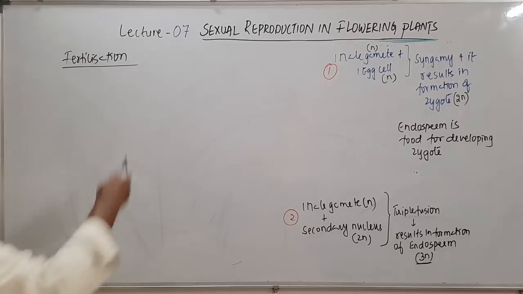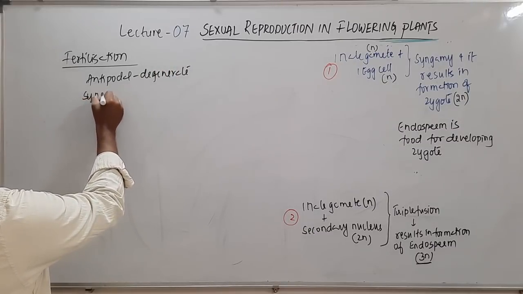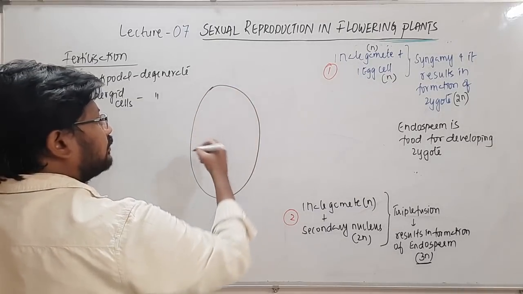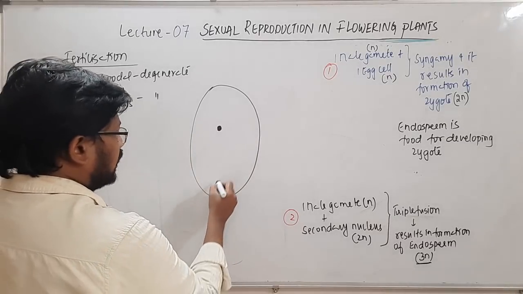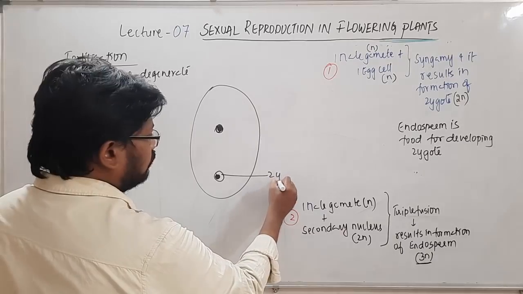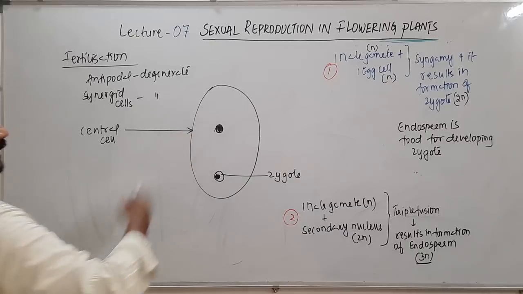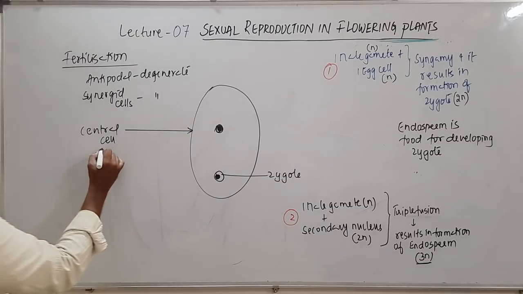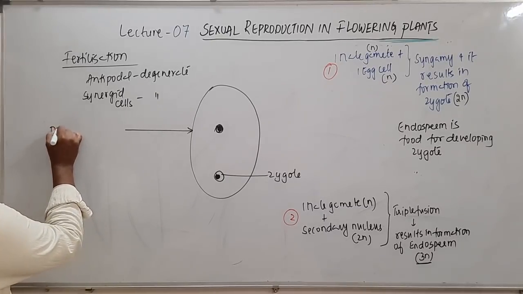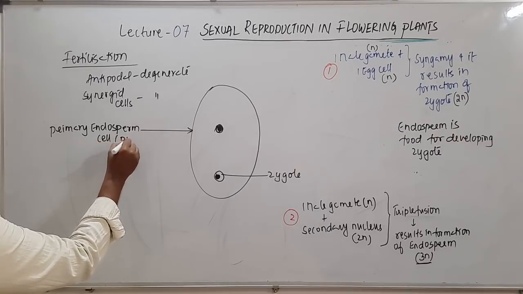Once the fertilization is completed, we need to keep in mind that antipodals will degenerate, and synergid cells will also degenerate. What you see here is the embryo sac, and here you will find the nucleus, and here is the zygote. Now this central cell, after fertilization, is going to develop into the primary endosperm cell. So now this central cell is no more called the central cell. We need to call it a primary endosperm cell. In short, I write PEC.